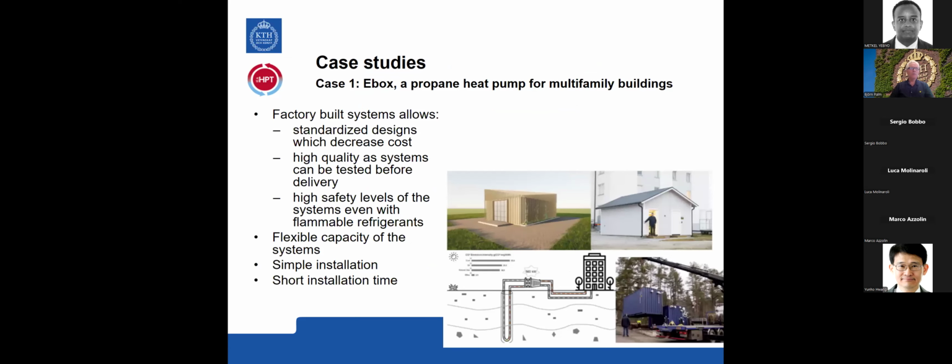One is one company selling a product they call E-Box. So this is a propane heat pump for heating multifamily buildings, and it's built into a container or 2 containers. So these are just placed in close to the building which is to be heated. So it's very easy and simple installation. You can hide the containers with a small house, and heat is extracted from the ground. Ground is a heat source. Very simple installation, so short installation time.